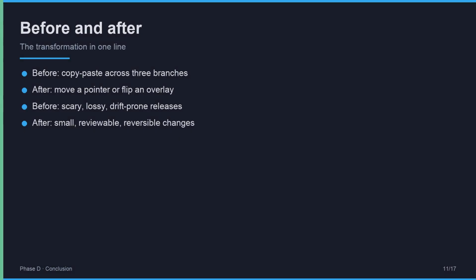State the transformation plainly. Before, copy-paste across three branches, scary, lossy, and drift-prone. After, move a pointer or flip an overlay, small, reviewable, and reversible changes. The manifests did not get simpler. The method did. That is the entire difference.